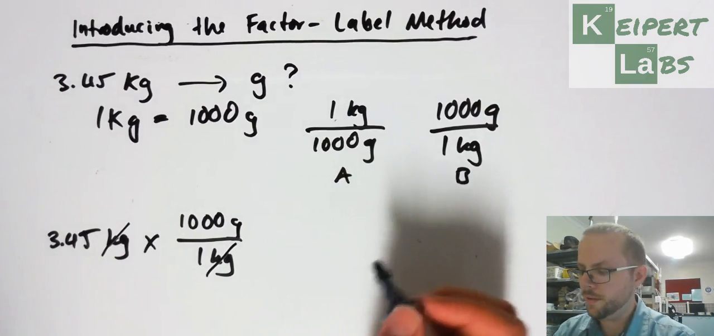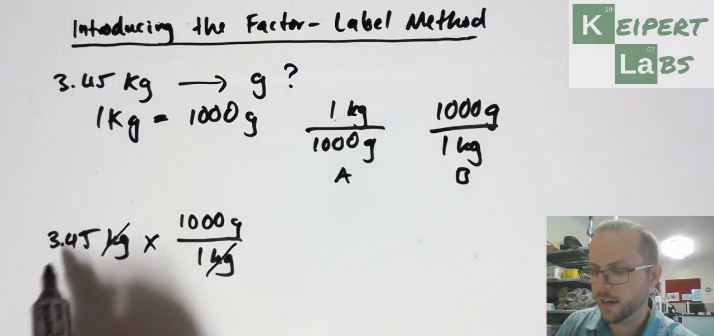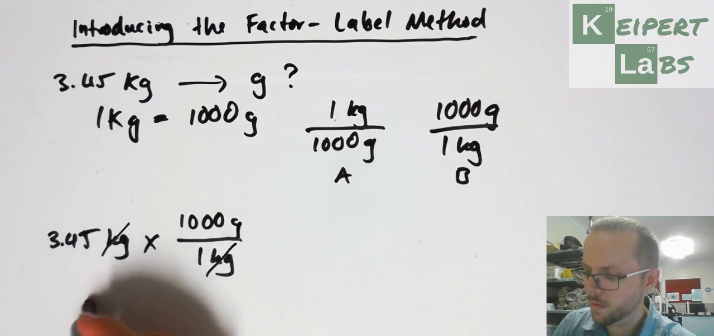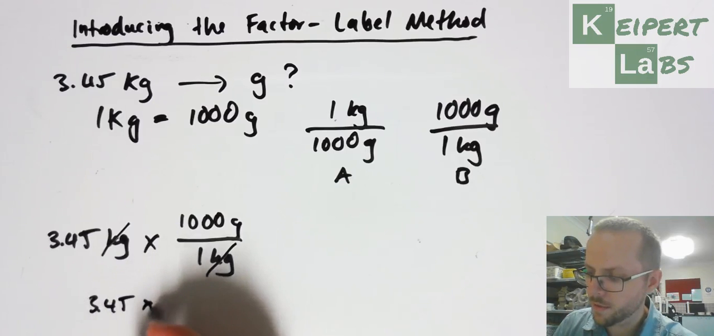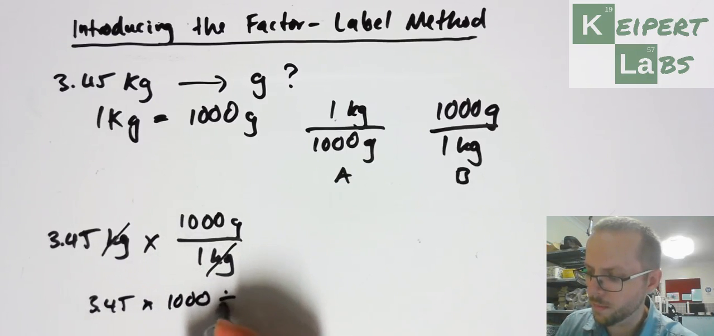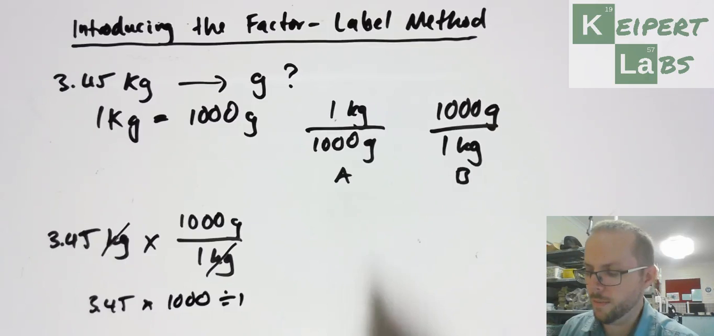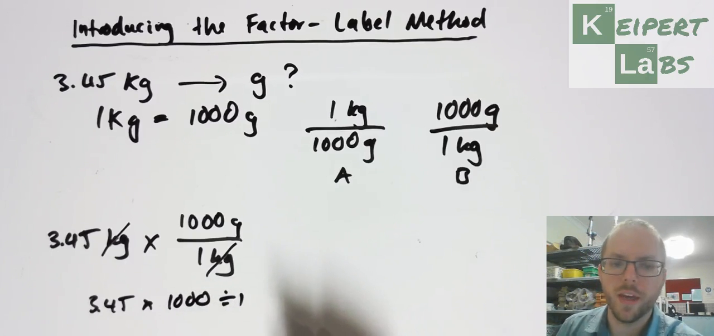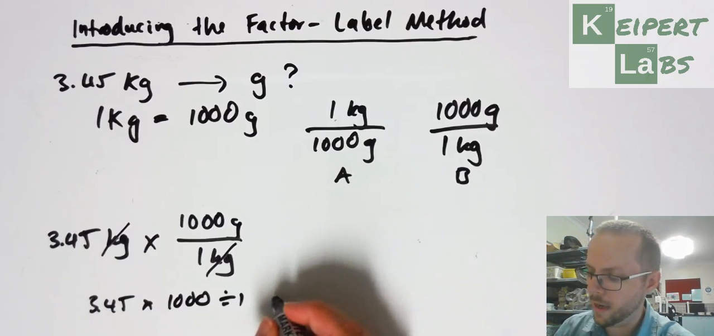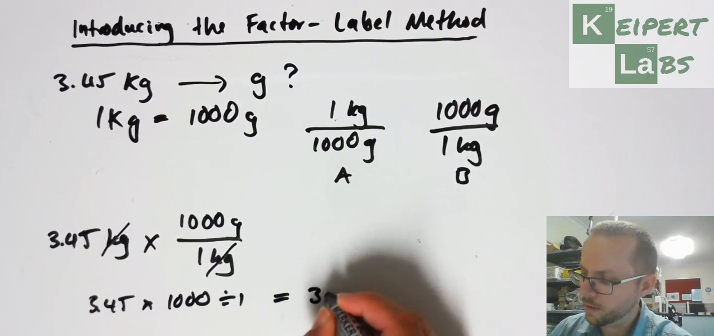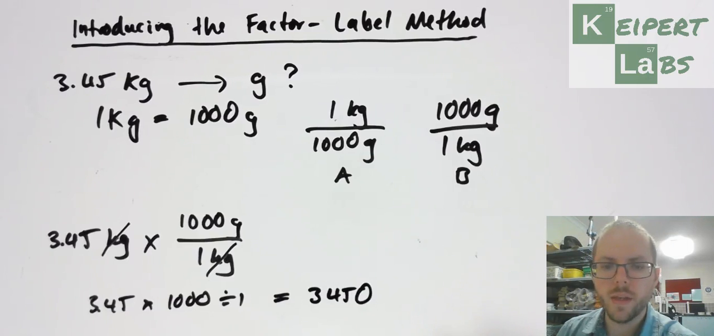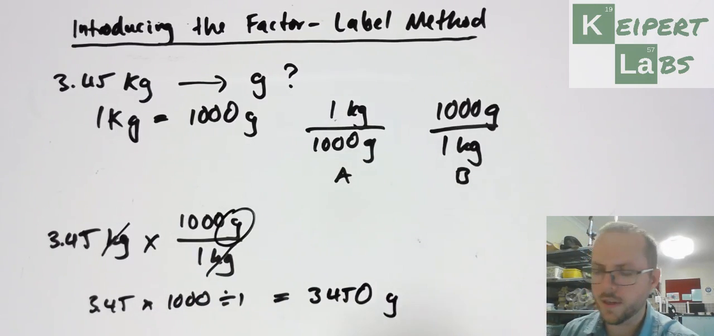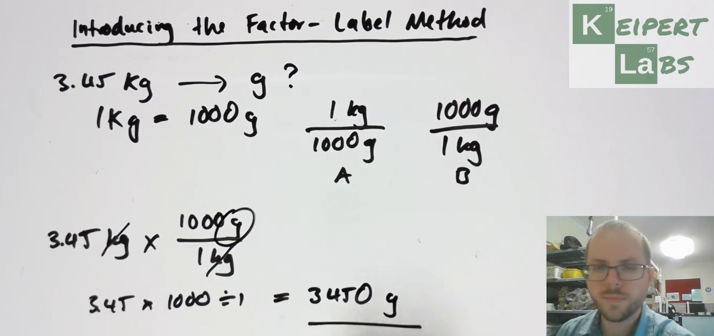So what I have is essentially putting in my calculator 3.45 times 1,000 divided by 1. Now we know from maths that dividing by 1 we don't actually need to put that into our calculator in order to get the answer that we're after. And so we get 3,450, and then I know that the units that I'm after is grams. And so that's what I'd write as my final answer.